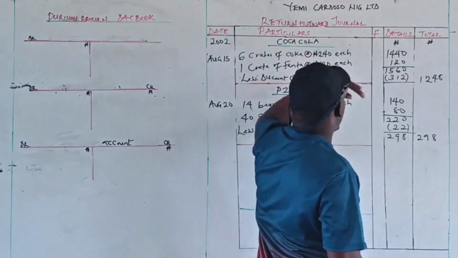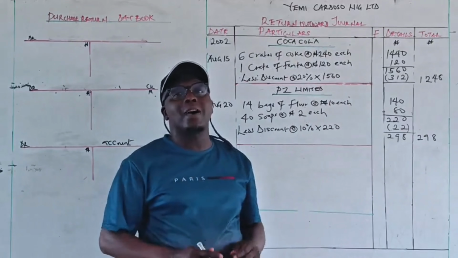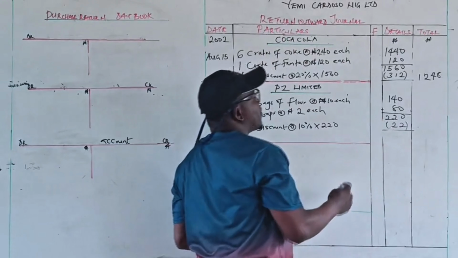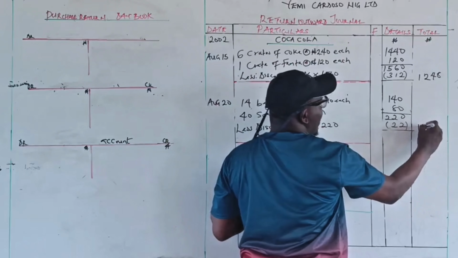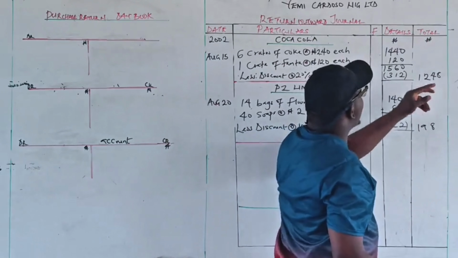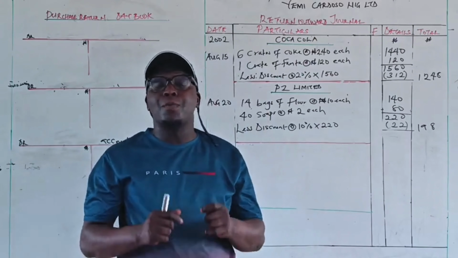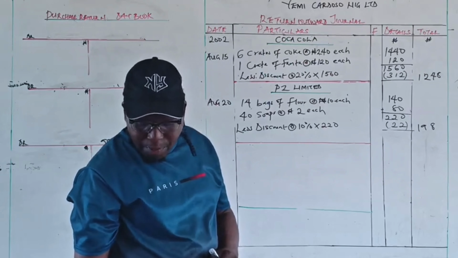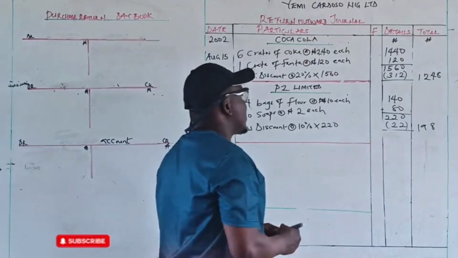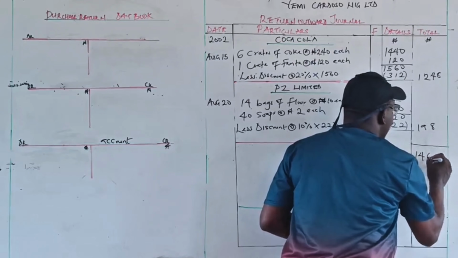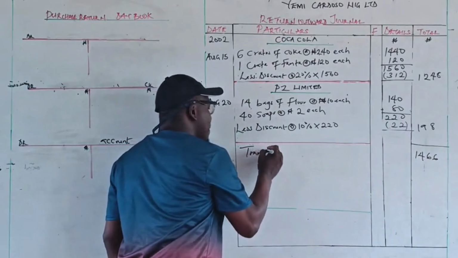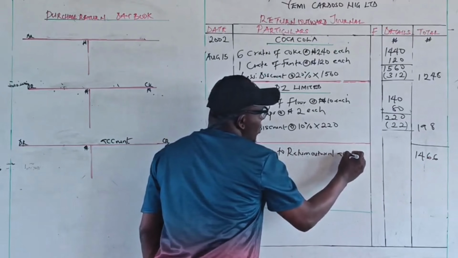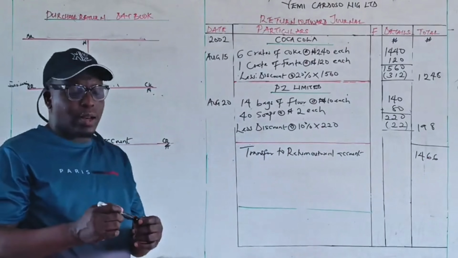So we sum up the totals from Coca-Cola and from BZ to know the amount that will be transferred to our return outward journal. So taking out our discount from the total amount of 220, we have 198 naira. So we go to the total column and add up the total from Coca-Cola and BZ to know the amount that will be transferred to our return outward account. So adding up, we have 1,248 plus 198. This gives us 1,446. So we have the total that we transfer to the return outward account.